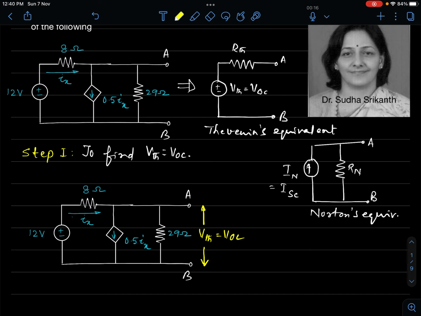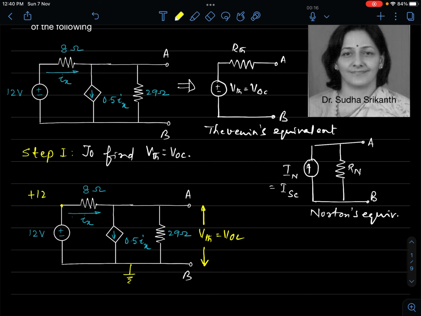You have different methods of finding it. You can find VTH by any method. Simple KCL, KVL will give us the information about VTH. Suppose I ground this terminal. We can write the various potential differences, right? Different potentials with respect to B, which is being grounded.